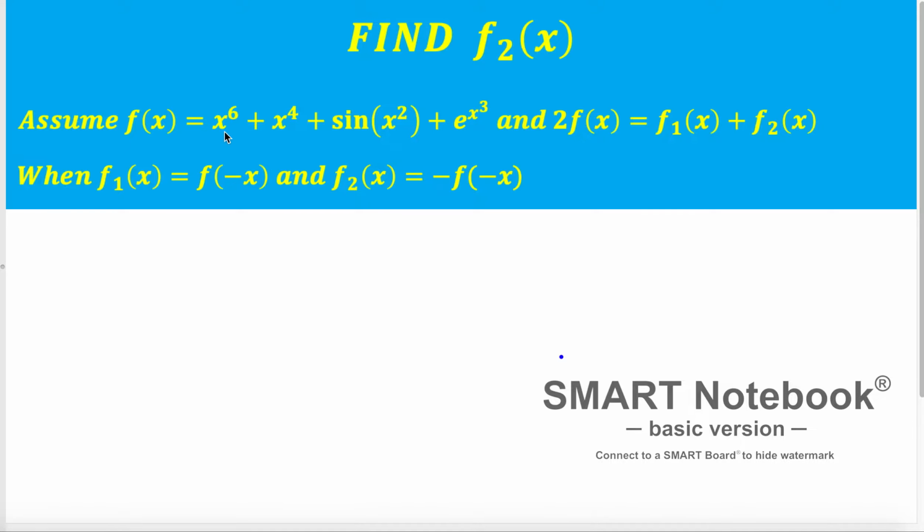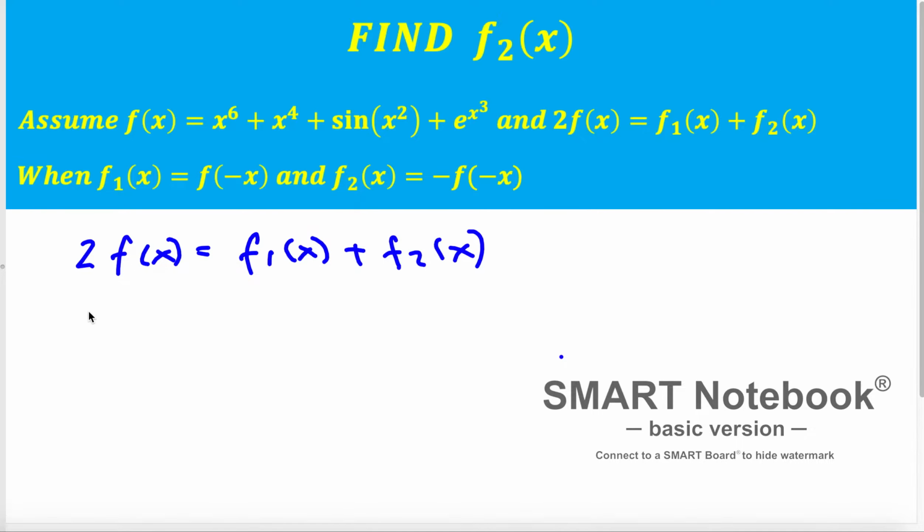2 of x, when we have this condition here, f of x is equal with this expression what we have here, and 2f of x is equal with f1 of x plus f2 of x, when f1 of x is f of minus x and f2 of x is equal with minus f of x. First of all, let's go from this condition here, 2f of x. So let me write this as 2f of x is equal with f1 of x plus f2 of x. So I'm going from this position here.